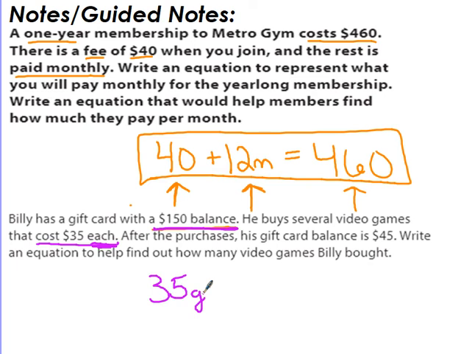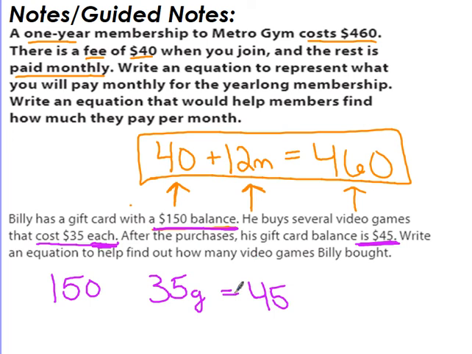After all of these games he buys, the gift card balance is $45. This is where he ends up. So this is where, whoop, we got a quick announcement. So the $45 is where he ends up, so I know that's going to be equal to $45. The gift card started with $150. That was where we started. And then he spent $35 on each game, and he ended up at $45. So because he ended up at 45, we're going to write equals 45.